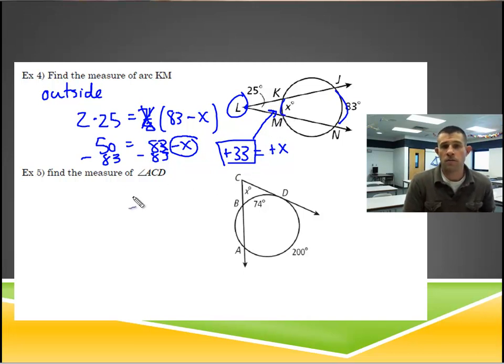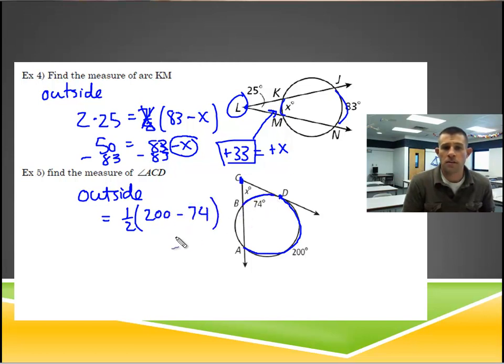In example 5, I want to find the measure of ACD. Again, this is an angle whose vertex is outside my circle. I know that that angle is equal to 1/2 the big arc, which in this case is 200, minus the small arc, which is 74. So 200 minus 74 is going to give me 126, and half of 126 is going to give me 63.